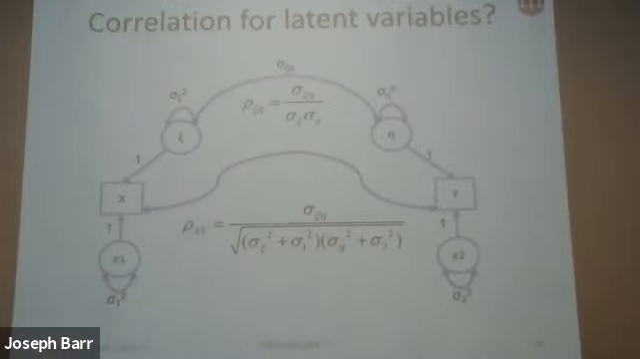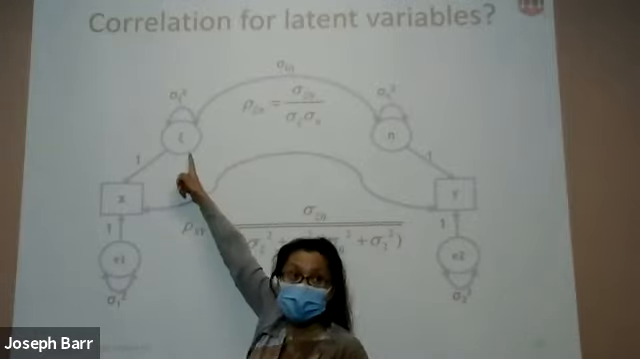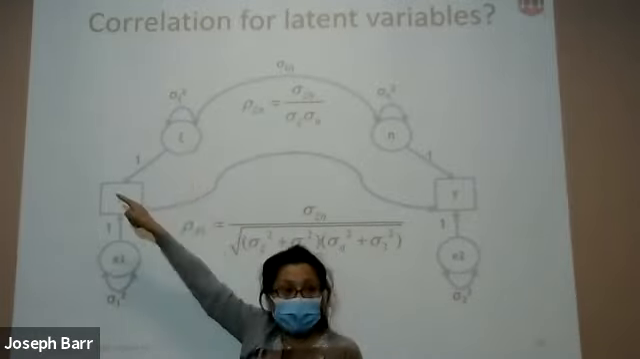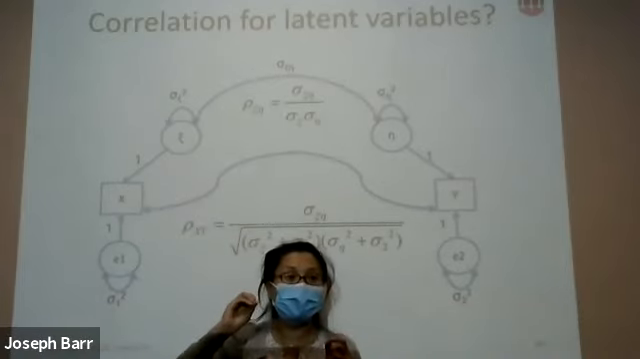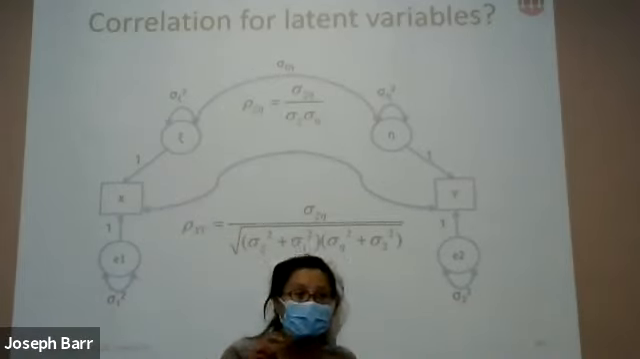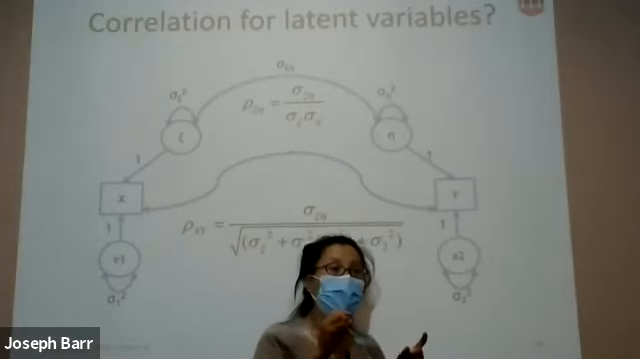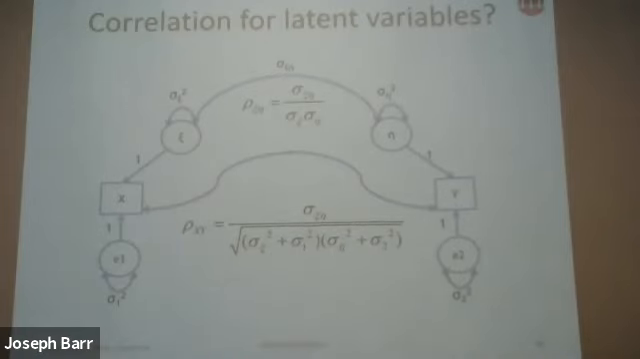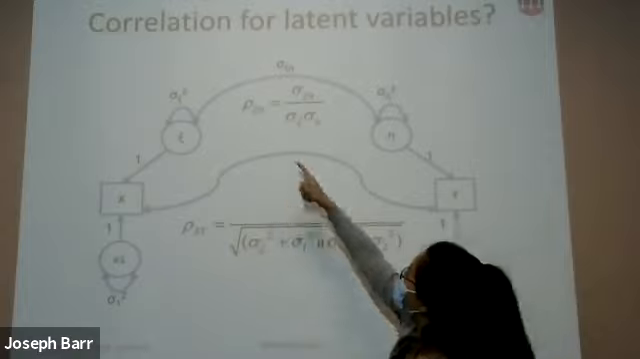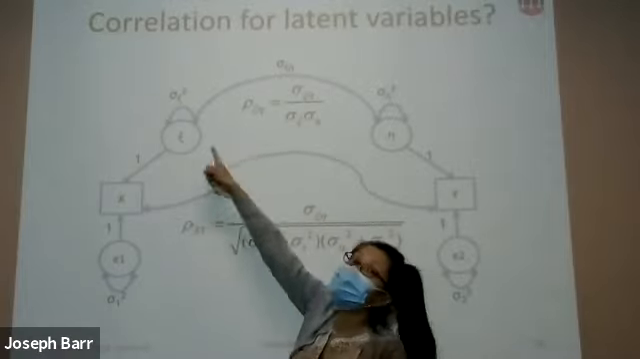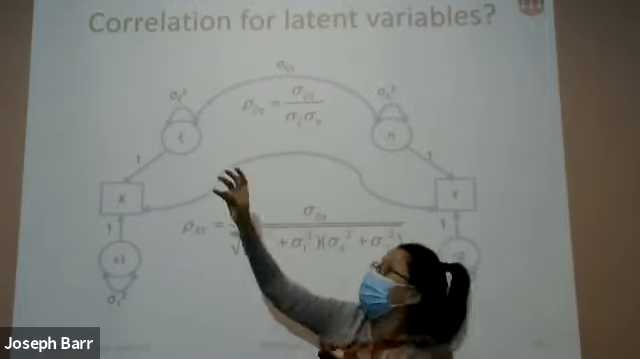Yeah, question. So xi always represents the true value of x, correct? Yes, this is the true value of x, and eta always represents the true value of y. So if you do the comparison, this is the correlation between the true values of these two variables.